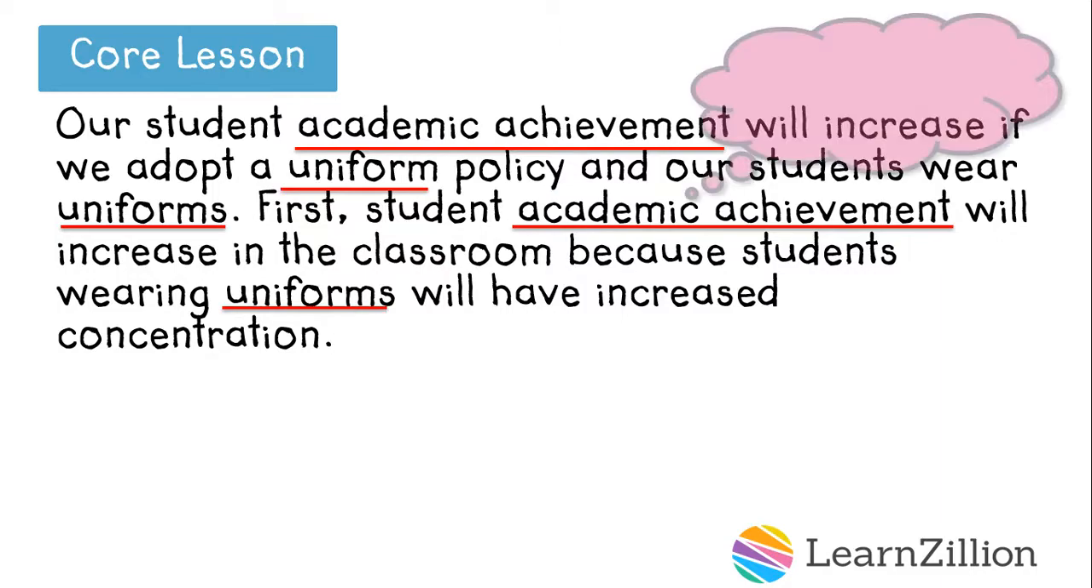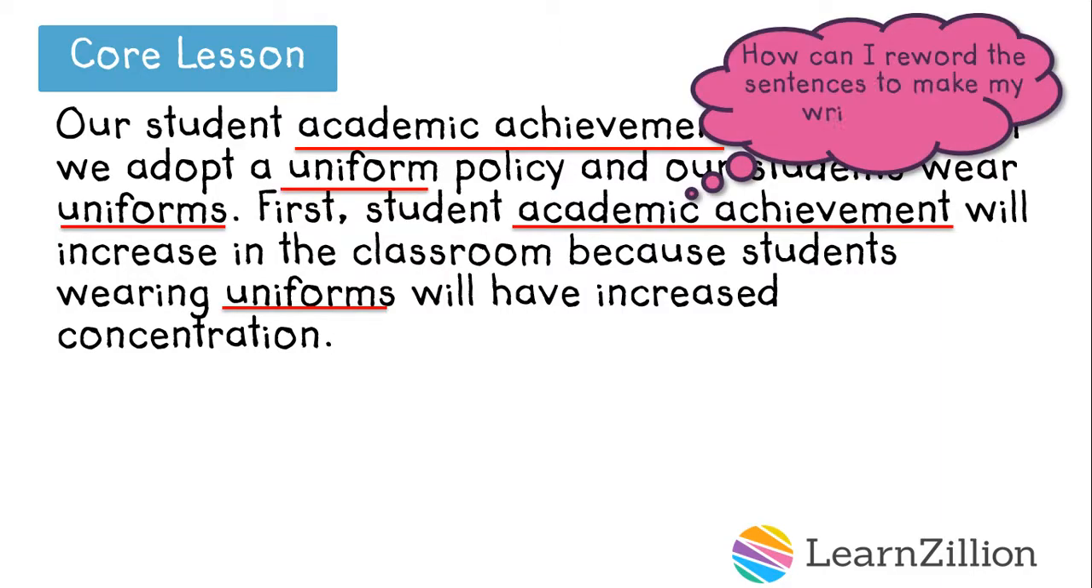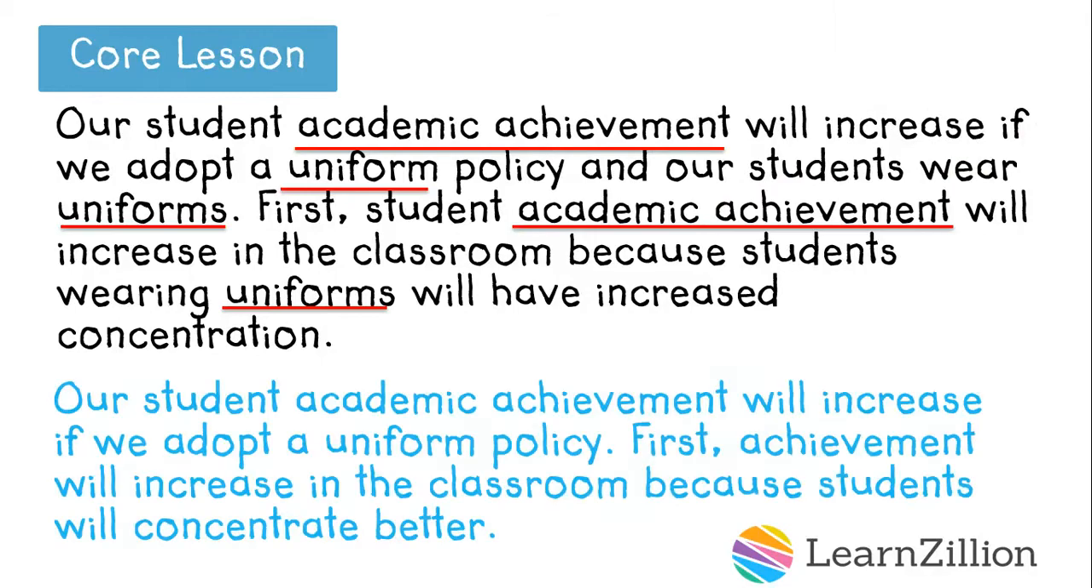The next question I ask myself is, how can I reword the sentences to make my writing more concise? I know that I don't need to repeat academic achievement and uniforms over and over. So here's what I came up with. I decided that I didn't need to say our students wear uniforms at the end of the first sentence because that idea is redundant. I've already mentioned a uniform policy, so I don't need to add that the students will wear the uniforms. In the second sentence, I can drop academic because I've already mentioned academic achievement. I can just write achievement.